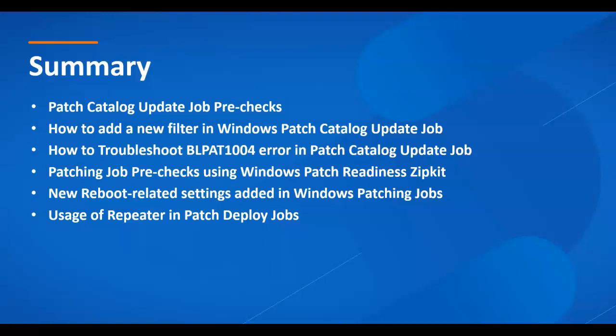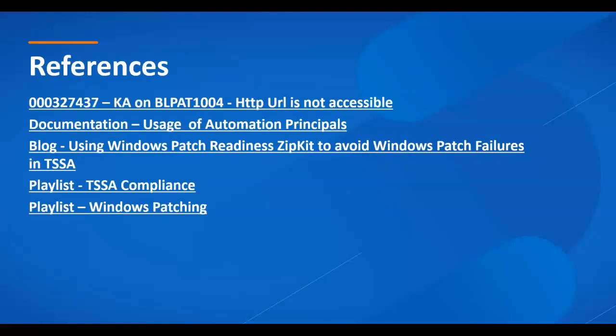To summarize, we talked about pre-checks in a Windows Patch Catalog Update job, adding a new filter in a Windows Patch Catalog Update job, troubleshooting the BLPAT 1004 error in a Windows Patch Catalog Update job, pre-checks in a Windows patching job, the new reboot related settings added in Windows patching jobs in TSSA 20.02 onwards, and the usage of repeater in Windows patch deploy jobs.